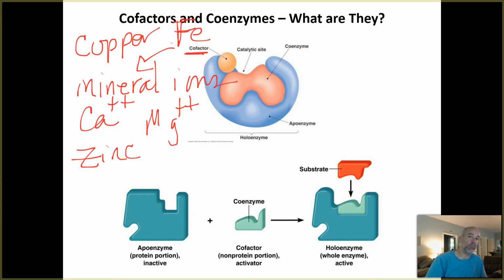So the reason why you need small amounts of certain minerals like zinc and copper and so forth in your diet is because they are cofactors for one or more of your enzymes. Without them, those enzymes would not be able to do their jobs.